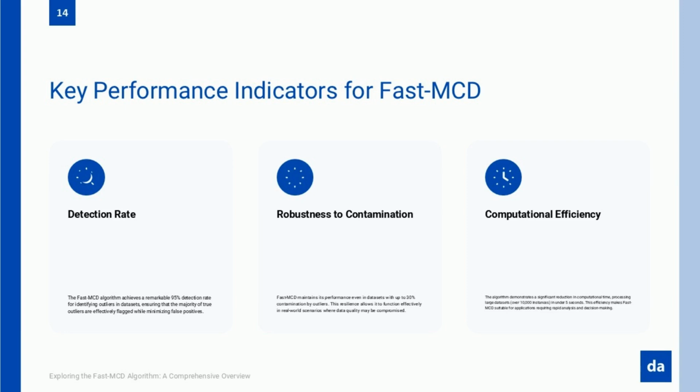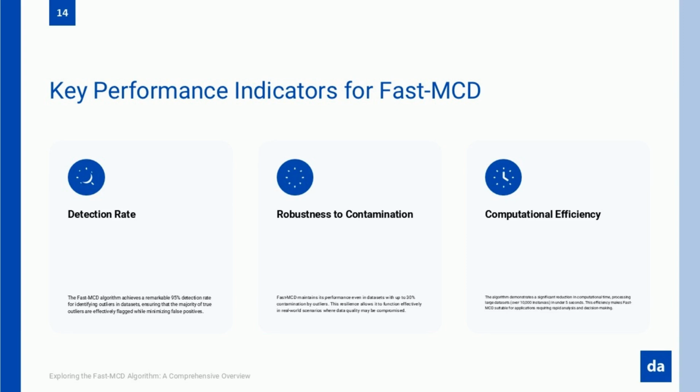Then there's robustness to contamination. Many statistical methods fall apart when too many outliers sneak into the dataset. FastMCD, it keeps working even when 30% of the dataset is noise. That's like trying to find a useful product review when 1/3 of them are fake and still managing to get an accurate recommendation. Next up, computational efficiency.